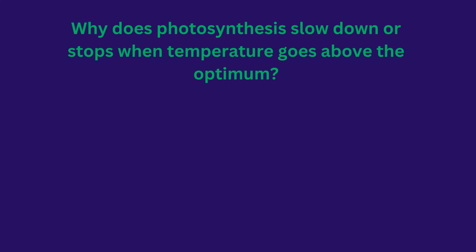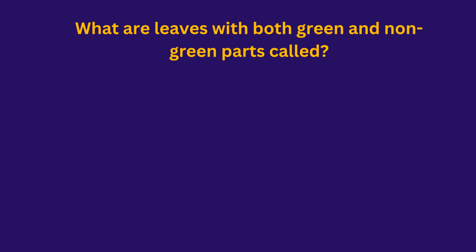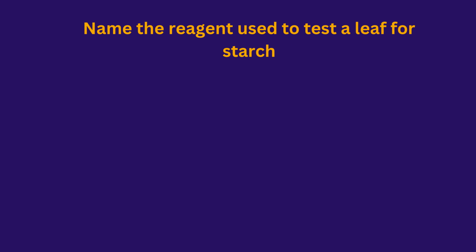Why does photosynthesis slow down or stop when temperature goes above the optimum? Enzymes are denatured. What are leaves with both green and non-green parts called? Variegated leaves. Name the reagent used to test a leaf for starch. Iodine solution.